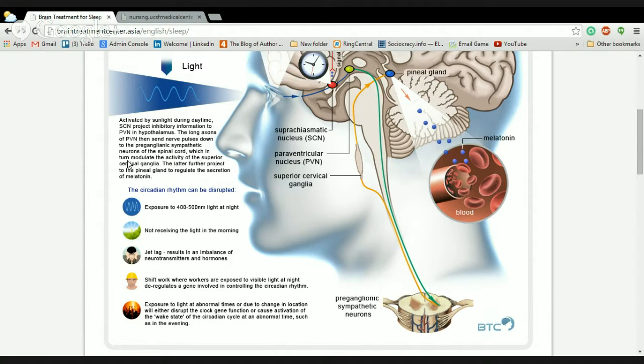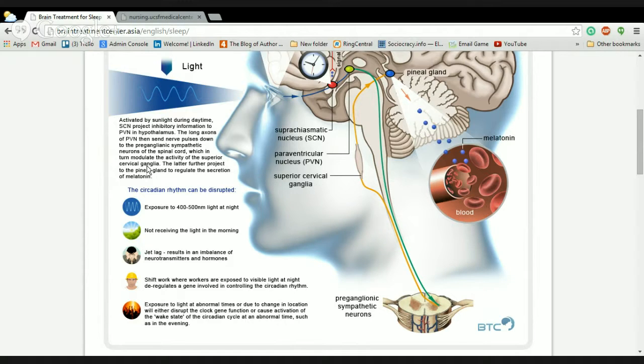So of the spinal cord, which in turn modulate the activity of the superior cervical ganglia. Okay, so which in turn modulate? So it's a modulation, basically sending a vibration, if I think that's right. I don't know. I'm not going to look it up, but maybe later. Which in turn modulate the activity of the superior cervical ganglia. So that's this guy. What could we call him?